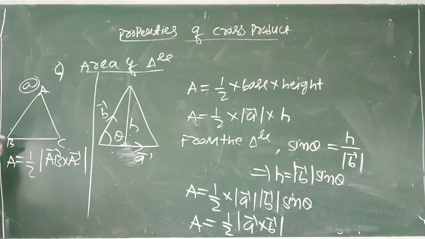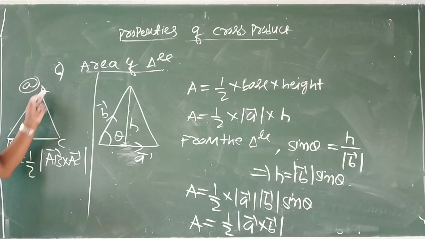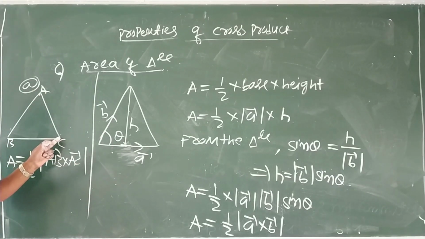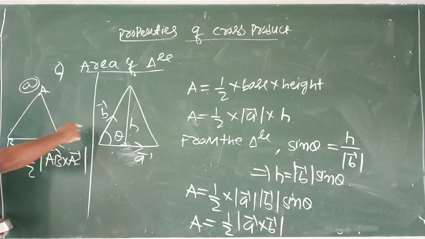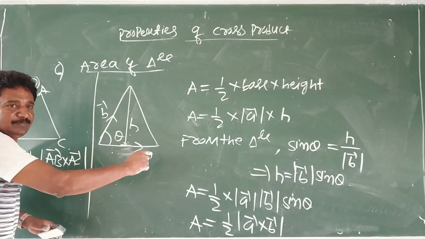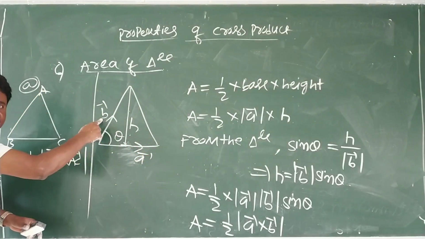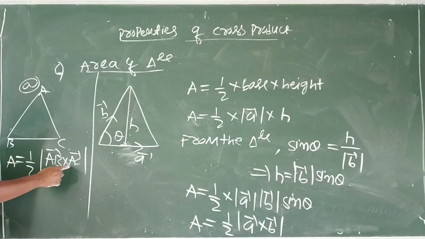Point A given, point B given, point C given. You calculate two vectors. How do you calculate them? What is vector AB? OB minus OA. You calculate one more vector AC. How do you find AC? OC minus OA. If two sides are known, what is the area of the triangle? Half into A cross B. Here, half into AB cross AC.